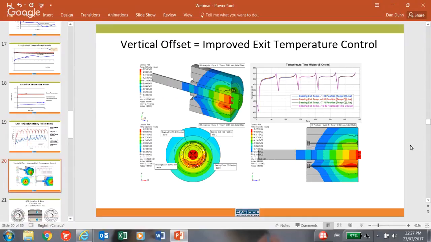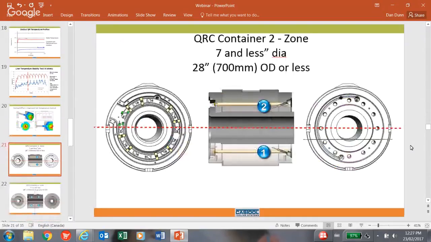We have 2 basic designs that we are producing at Castool. The 2 most popular being the QRC. It's a 2-zone container designed for 28-inch diameter containers, 700 millimeters or less. What we find through data gathered over many installations and customer feedback is the smaller diameter containers require only 2 zones, 1 top and 1 bottom.